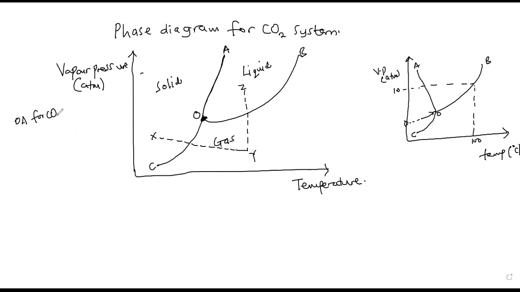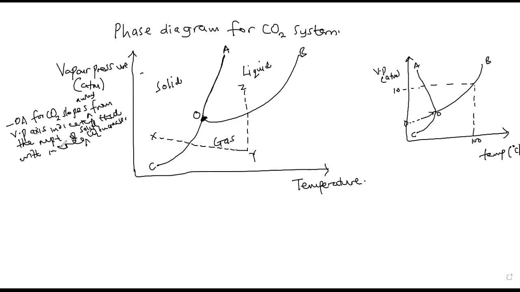All right, so if we are to compare the two, we can easily say that line OA for carbon dioxide slopes away from the vapor pressure axis, indicating that the melting point of solid carbon dioxide increases with the increase in pressure.